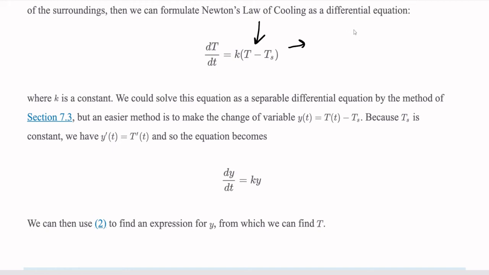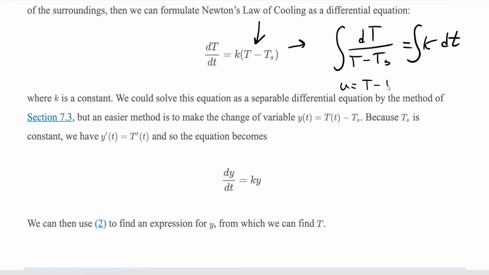If I wanted to solve this, move all the big T's on one side. This would be dT over T minus Ts equals k dt. And then I would be what? Integrating. And then how would I solve this left integral? Well, I would do a u-sub. u equals T minus Ts. Now, because y is our general variable for these types of problems, they do a y-sub, not a u-sub. But it's the same idea, and you're going to end up with a very, very similar formula.